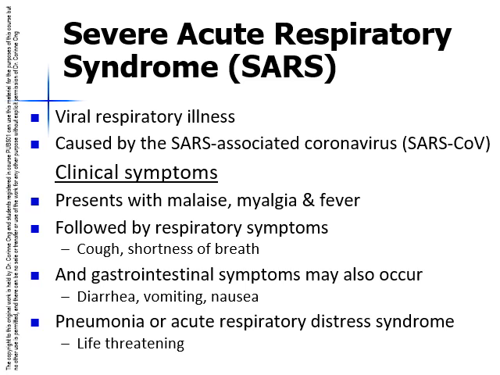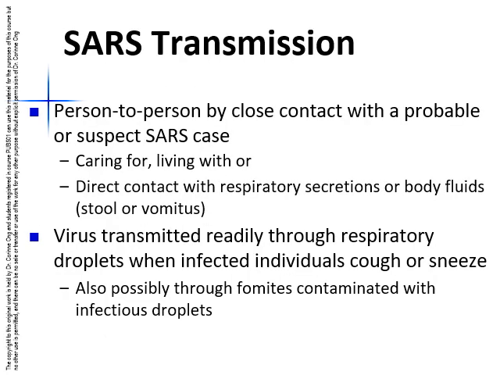The symptoms are flu-like but can progress to more severe life-threatening pneumonia with shortness of breath or acute respiratory distress syndrome. SARS is transmitted from person to person by close contact with an infected individual, either by caring for or living with them, or being in direct contact with respiratory secretions or bodily fluids. Viruses are transmitted readily through respiratory droplets when infected individuals cough or sneeze. Fomites contaminated with infectious droplets, such as elevator buttons and carpets, have been reported to play a role in disease transmission, especially in the hotel in Hong Kong where the index case was staying.